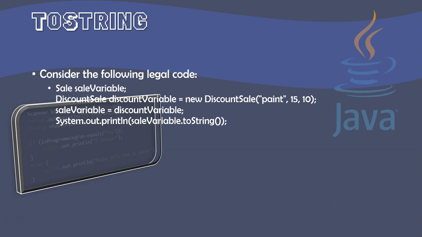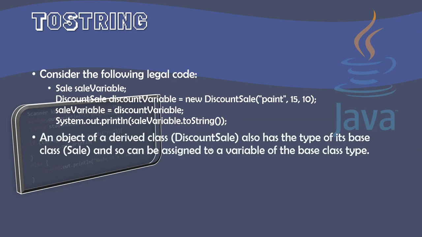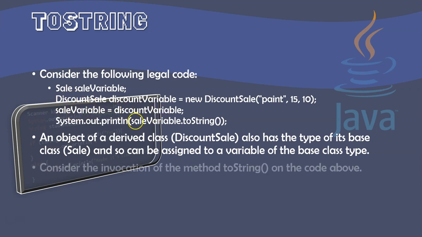So we have a sale variable, and a discount variable equals new DiscountSale, paint, 15, 10. Sale variable equals discount variable. System.out.println(saleVariable.toString()), and of course right there is our toString that we are very familiar with now. So an object of the derived class DiscountSale is also the type of its base class Sale, and so you can assign it to a variable of the base type. And we can see that right here because we have saleVariable equal to discountVariable.